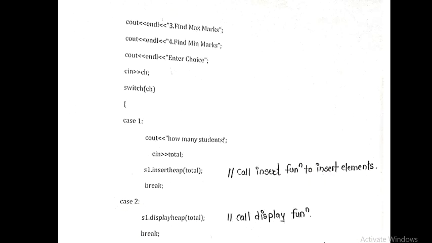Mean heap means where the root element is always less than its child element, that is we are calling it a mean heap. And what is the max heap? Whenever the root element is always greater than its child element, then we are calling it a max heap.